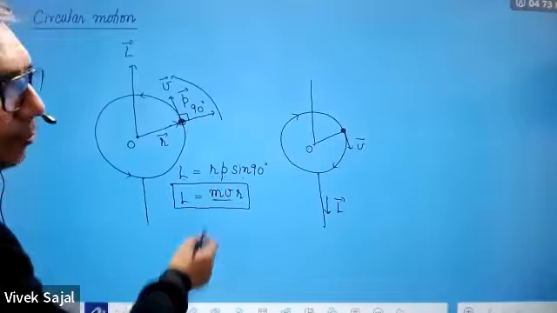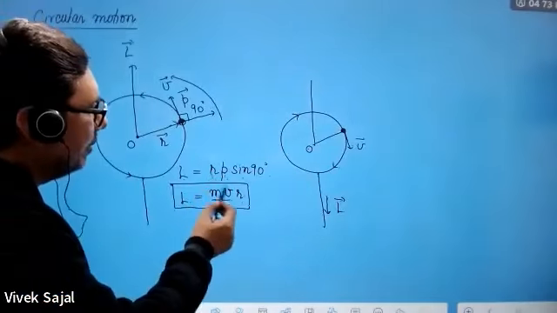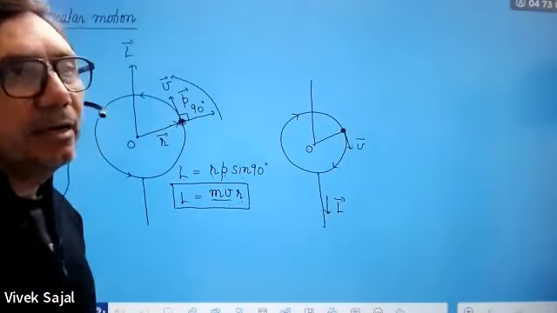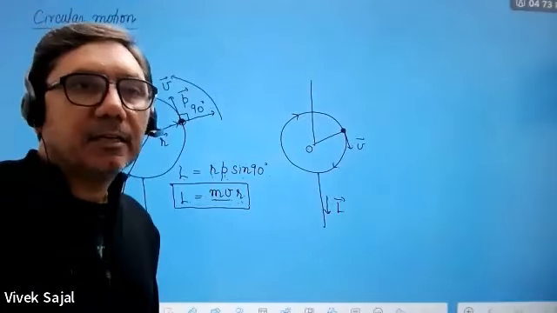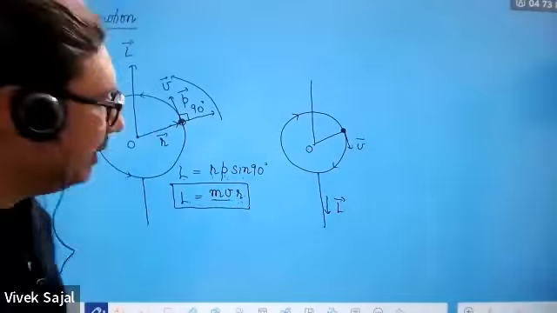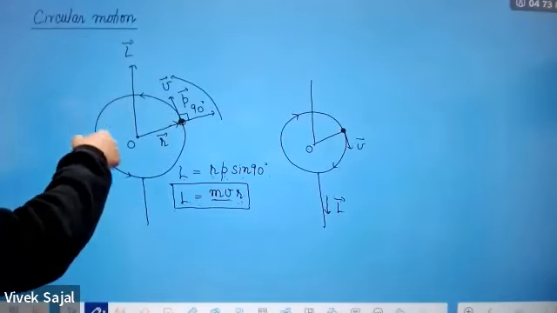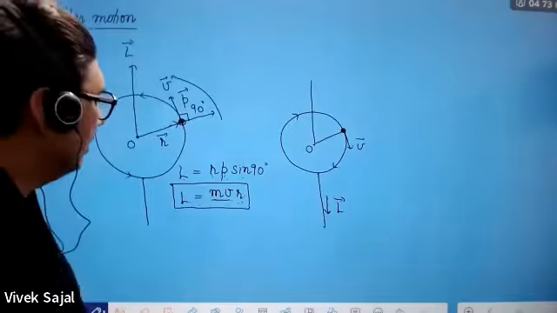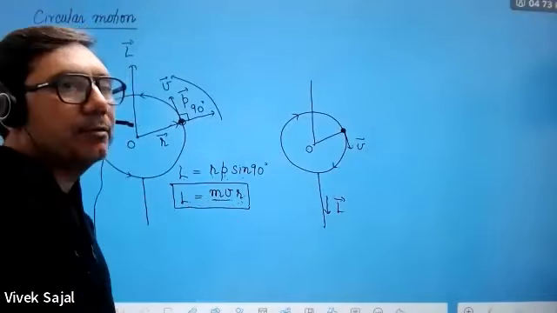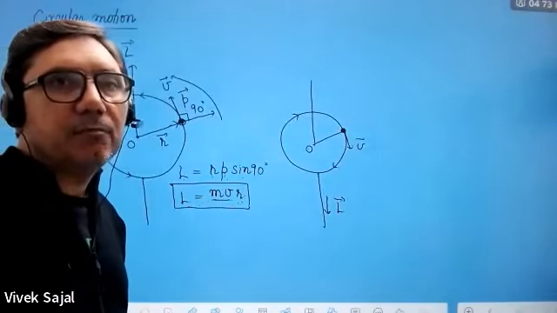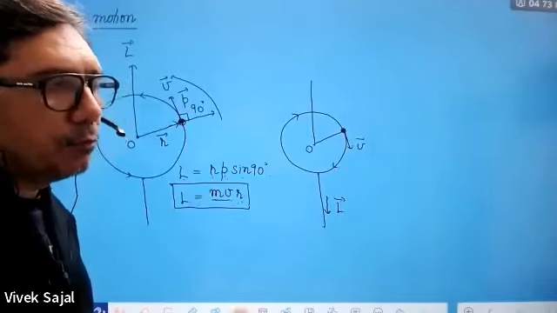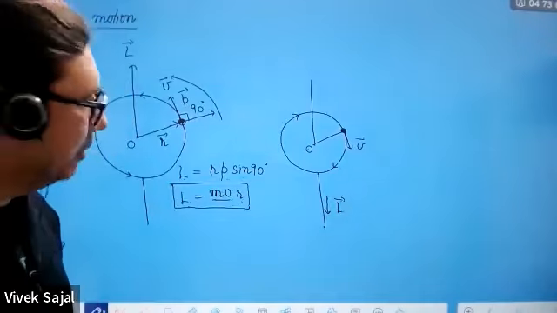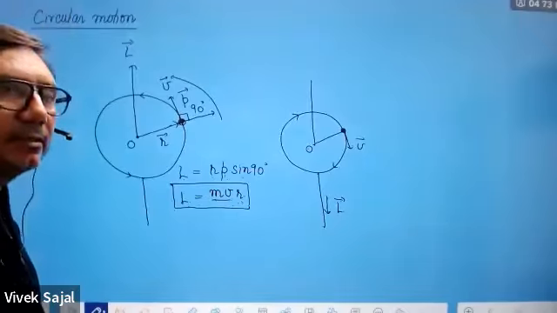So momentum is how much? mv multiplied by r, so mvr. This will be the angular momentum in case of circular motion, and its magnitude remains same. If it is uniform circular motion, v is not changing, then automatically L will remain constant. L will remain constant throughout the uniform circular motion. So this is mvr.